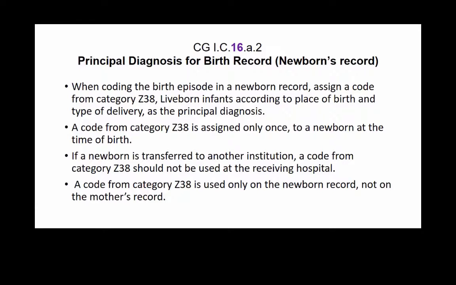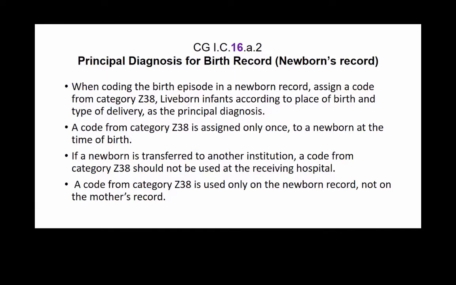So when you're coding the newborn's record, you're going to assign a code from category Z38 as a principal. Those are differentiated by the type of delivery, like cesarean or not, and where: hospital, home, or other. A code from category Z38 is assigned only once, to the newborn at the time of birth. So if the baby's transferred to another facility, Z38 is not going to be used at the receiving hospital. It's only used at the hospital where the baby was born, and only for that episode of care. A code from category Z38 is used only on the newborn record, not on the mother's record.